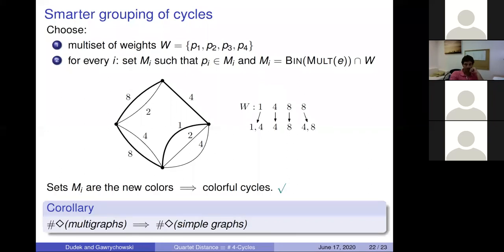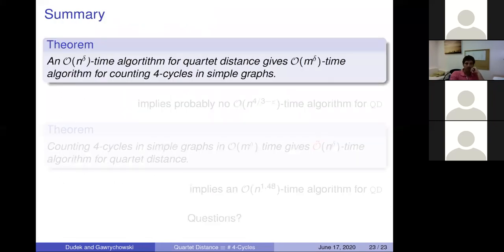So to summarize, we show a chain of reductions, well, a ring of reductions actually. And it means that if you have an algorithm that works in n^δ time for computing the quartet distance, then you have an algorithm for counting 4 cycles in a simple graph on m edges in m^δ time. Okay, so then it means that probably you will not go below n^(4/3) for quartet distance unless there is a very nice breakthrough for counting or even detecting 4 cycles in simple graphs. It's a very basic problem. People were not able to go below that.